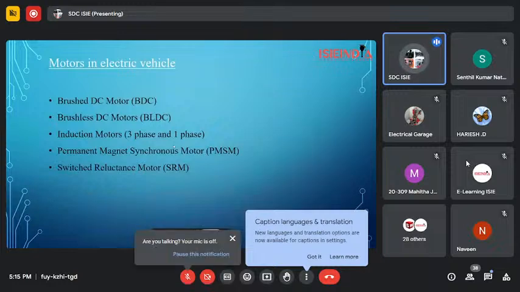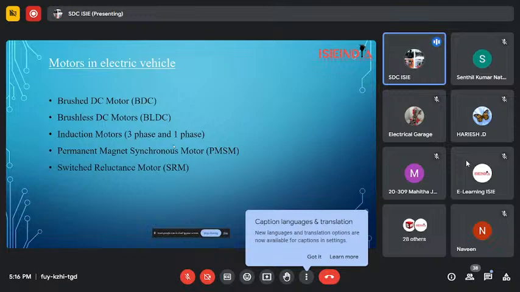So these are some motors used in electric vehicles. These are the most used electric vehicle motors. Brushed DC motor, BDC. Brushless DC motor, BLDC. The BLDC motor is mostly used in electric two-wheelers, right? There are again two types of brushless DC motors: one is the mid-runner motor, also called the in-runner motor, and another one is the hub motor, right? We are going to see those in detail.